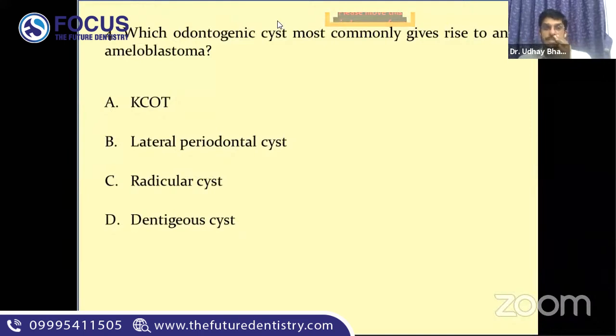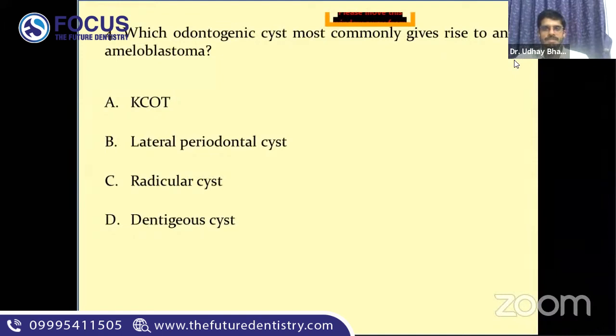Usually it's associated with unicystic ameloblastoma. Dentigerous cyst arises from which group of cells? Reduced enamel epithelium. Very good. Lateral periodontal cyst arises from?